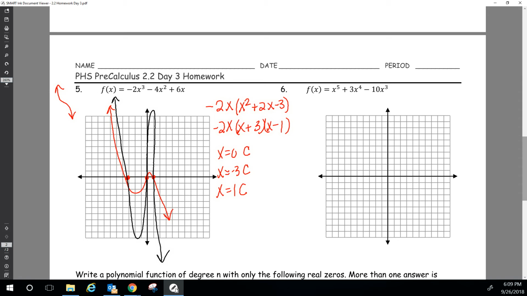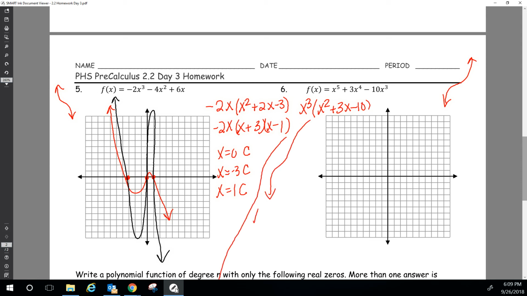All right, finally for f of x is equal to x to the 5th plus 3x to the 4th minus 10x cubed. It is a positive odd degree, so we're going to start low, make an S shape of some sort, and end up high. For my factors for this guy, only thing I have in common is this x cubed. When I pull that out, I've got x squared plus 3x, and then minus 10. Let's do this work down here.